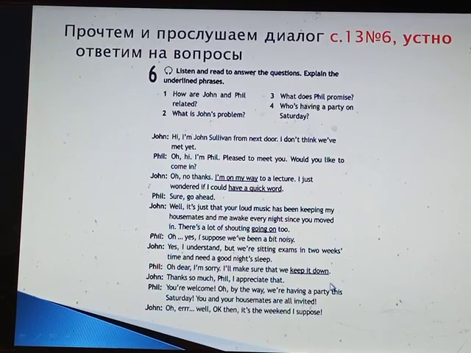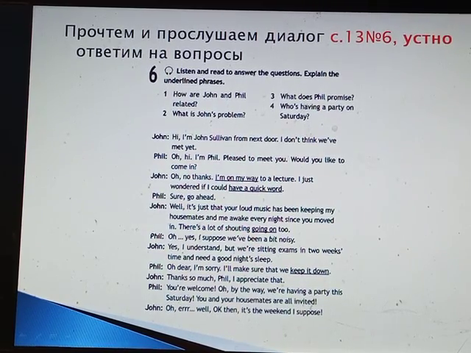Now, it's time to listen to the dialogue. Listen and read. Exercise 6, page 13.